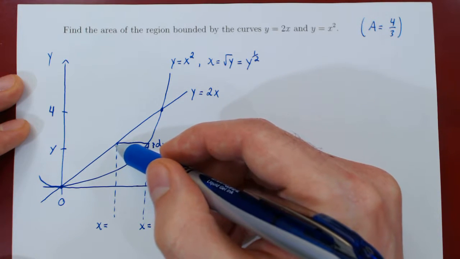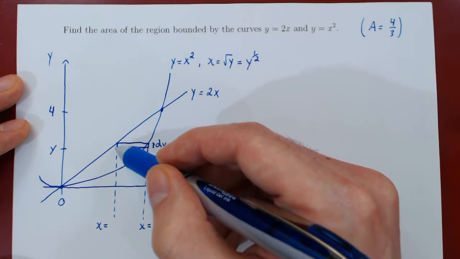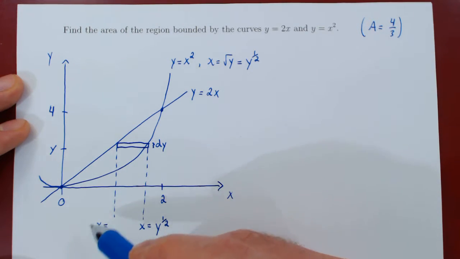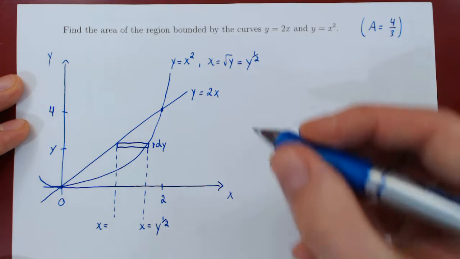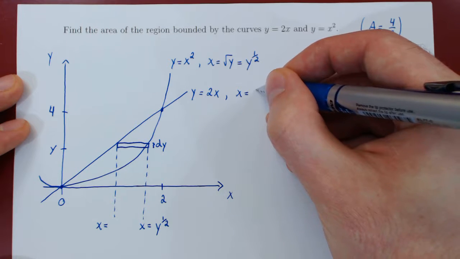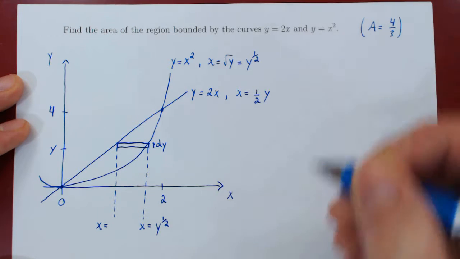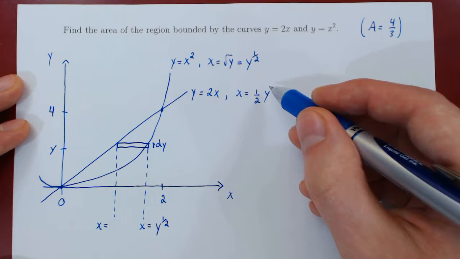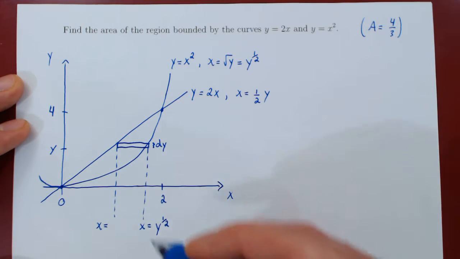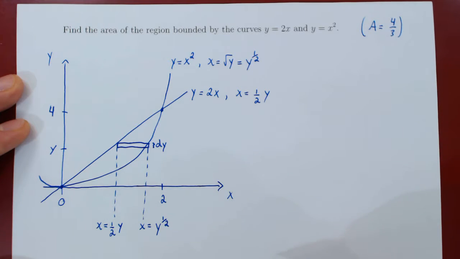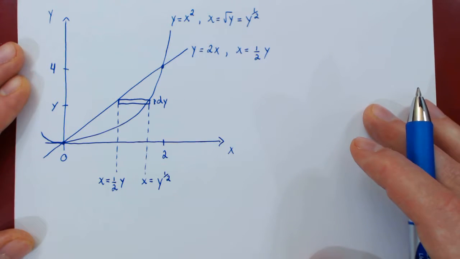What about the left-hand point? At the left-hand point of our rectangle we are on the line y equals 2x. We need to solve for x in terms of y, so divide by 2. So x is of course y over 2, or a half times y. And so we have the x value in terms of y for the left-hand point of the rectangle. And now we're essentially done.